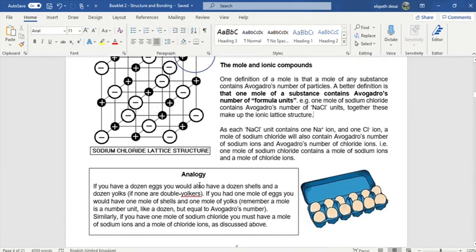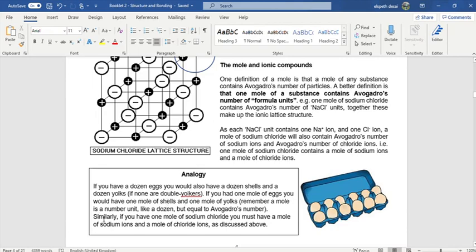I've got a wee analogy here. Remember that Avogadro's number is a number unit, a little bit like a dozen, but much bigger. So if you had a dozen eggs, as well as having a dozen eggs, part of those eggs are made up of a dozen shells and a dozen yolks. So if you had a mole of eggs, you would also have 1 mole of shells and 1 mole of yolks.